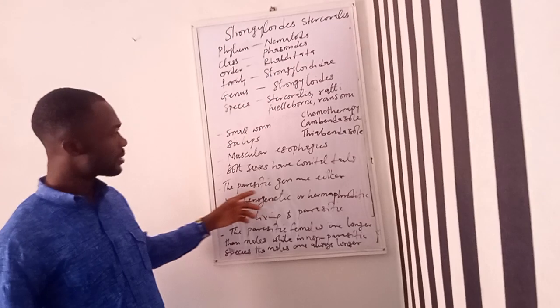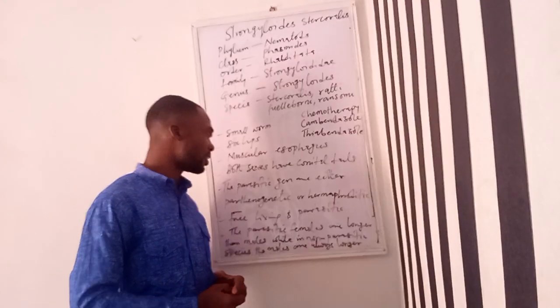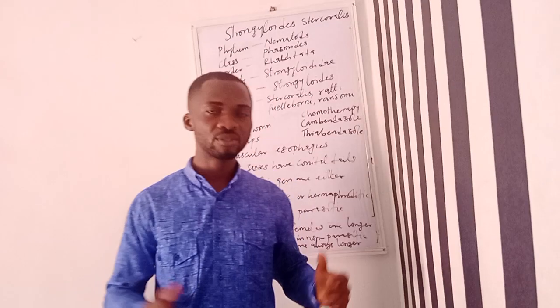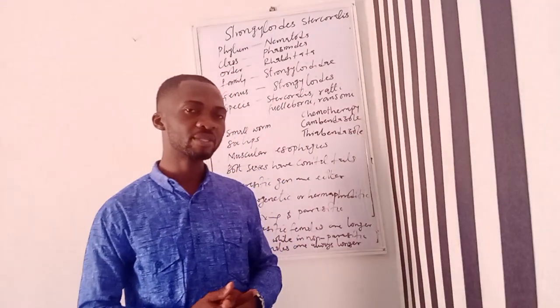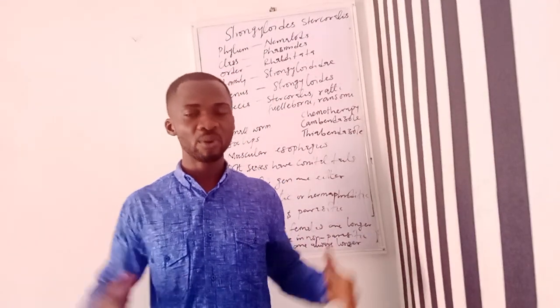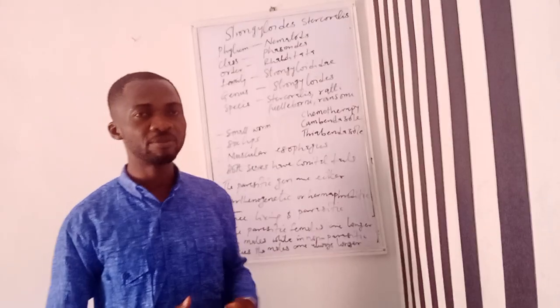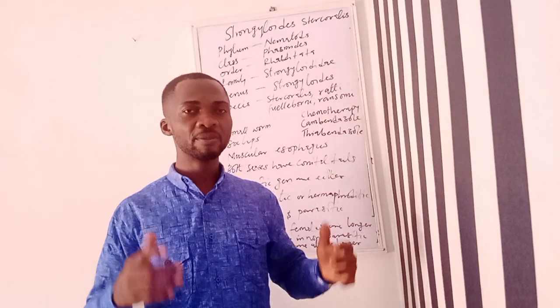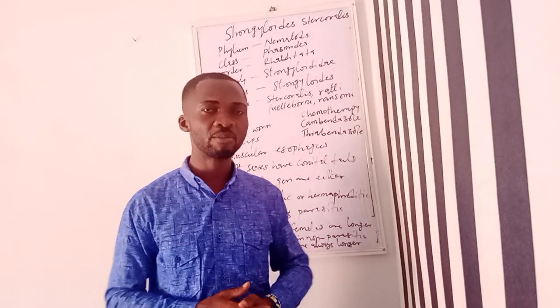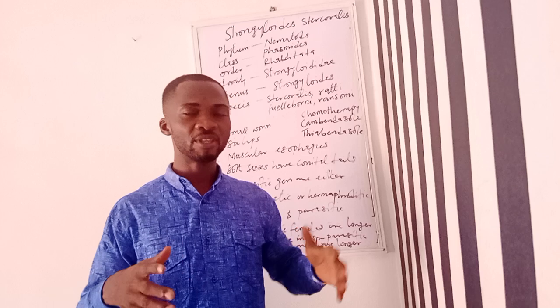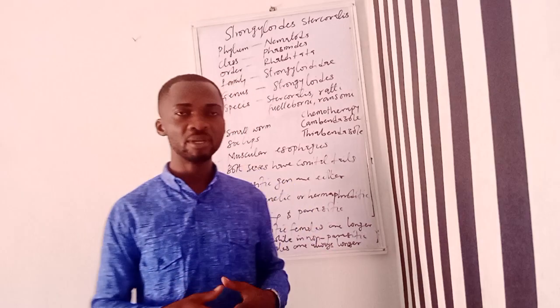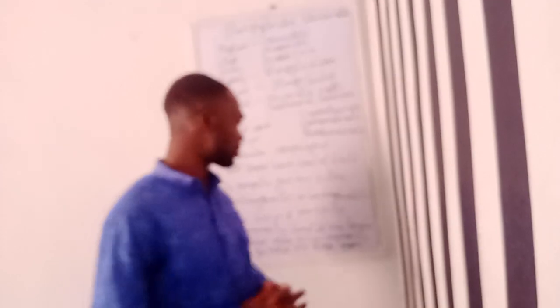Then the parasitic generation is either parthenogenetic or hermaphroditic. That means that some of the parasites in this case are parthenogenetic. And what does it mean to be parthenogenetic? That means that the females have the ability to produce eggs without fertilization. That is what we call parthenogenesis. Then some are hermaphroditic. That means that in a single organism and a single parasite, we have both the male and the female structures.